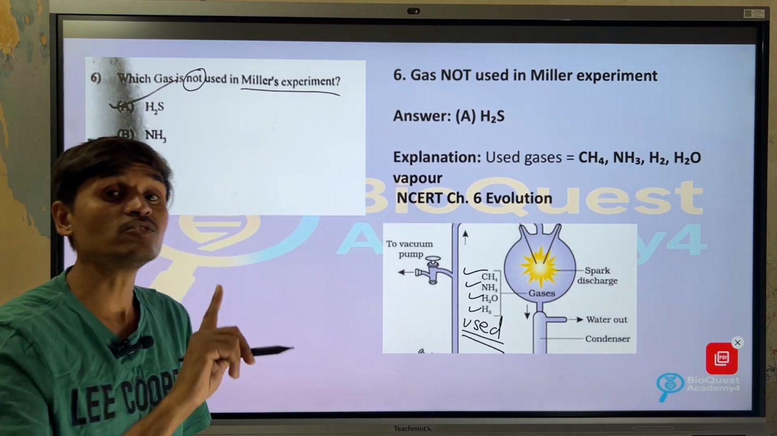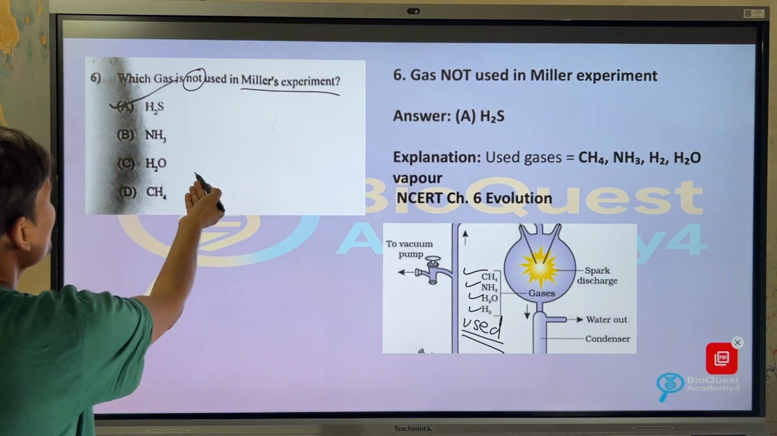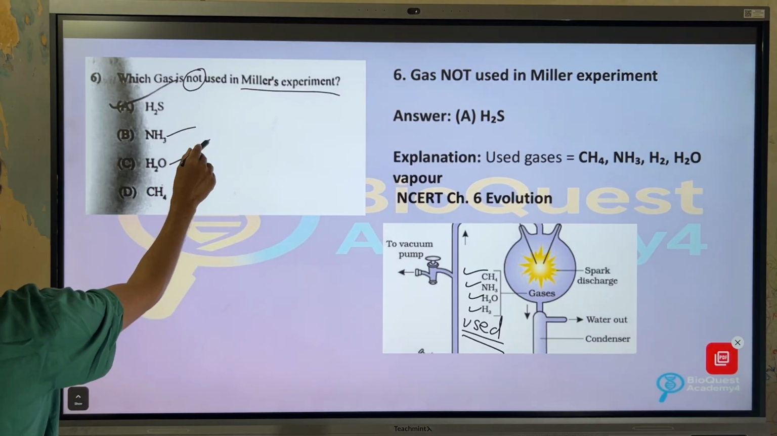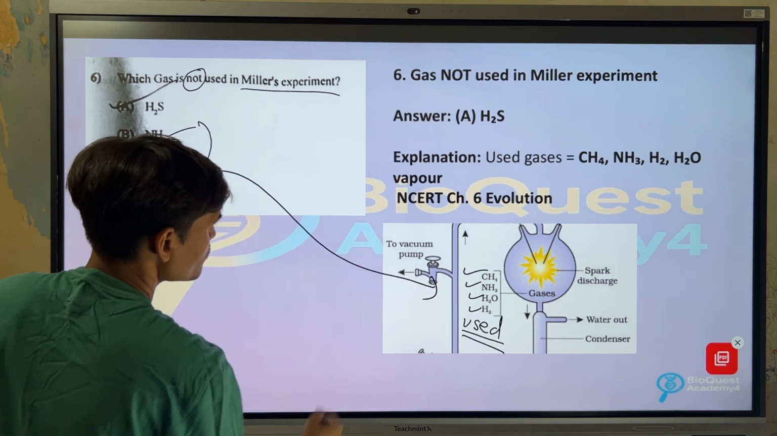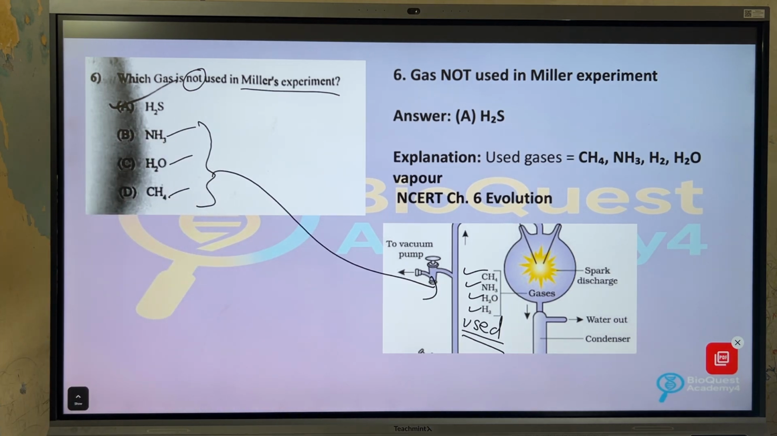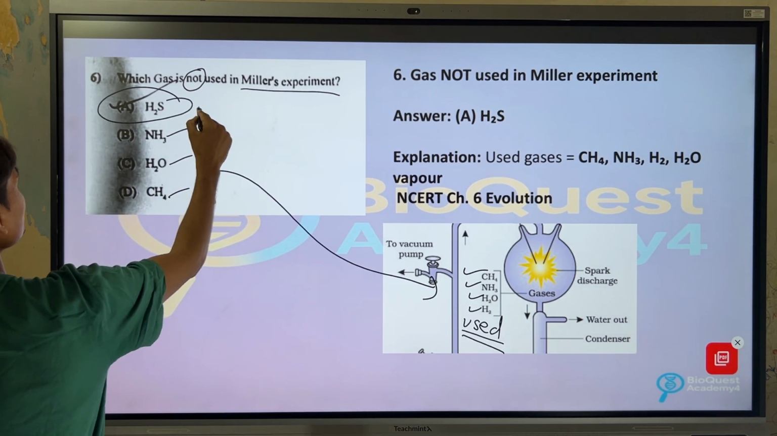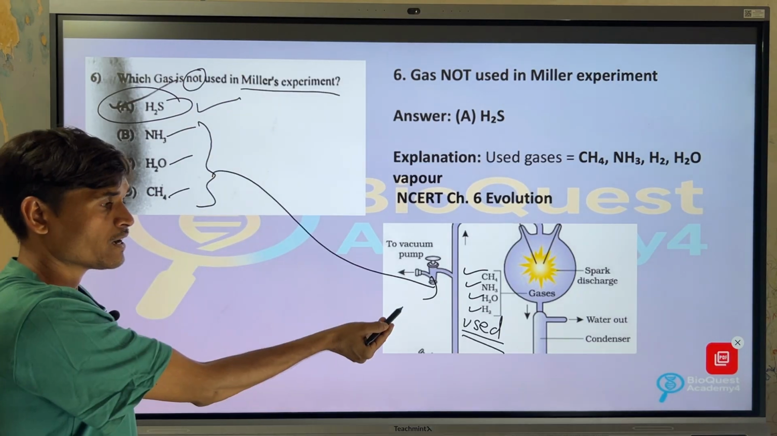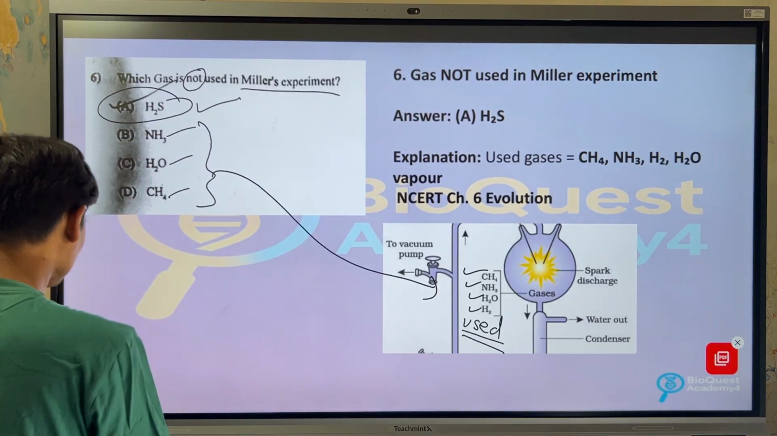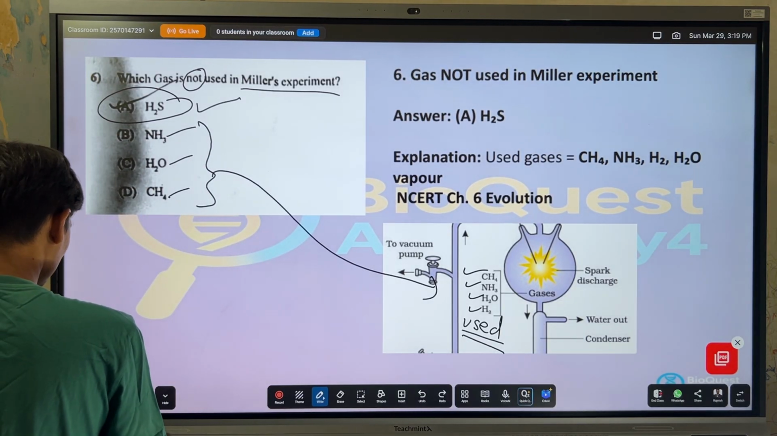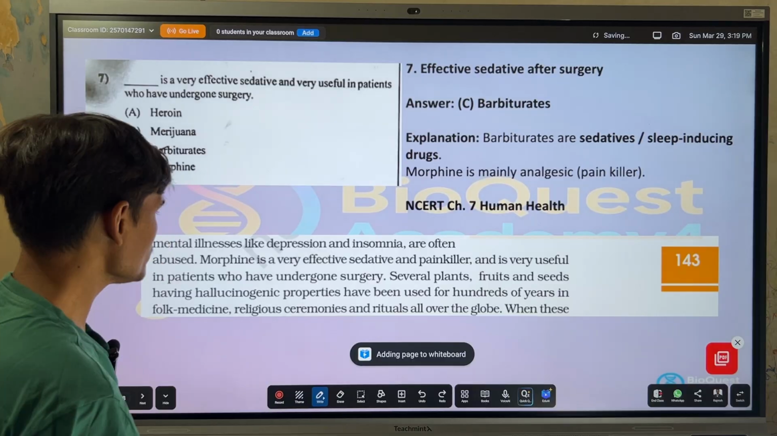But the question says not used. Simply, NH3 used, H2O used, CH4 used. That means the answer is H2S. Getting the point? Diagrams are very essential. Next question.